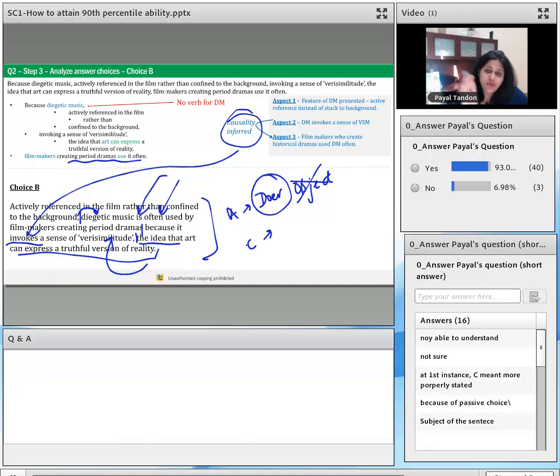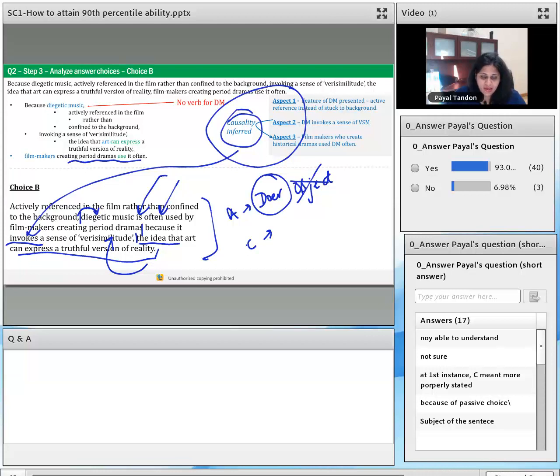Now, if the doer were not mentioned in the original choice, and the incorrect answer choice institutes that doer, then yes, you can say that the answer choice is incorrect. But in this case, all the meaning aspects that you inferred over here, that you understood, have been communicated correctly by choice B, and that's the reason why this choice is correct.